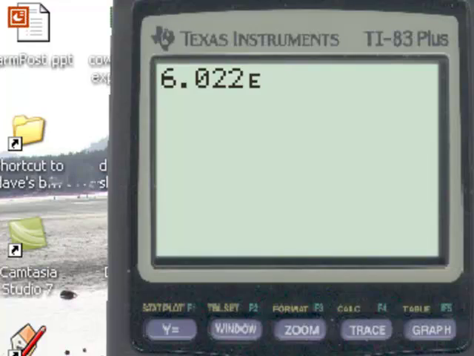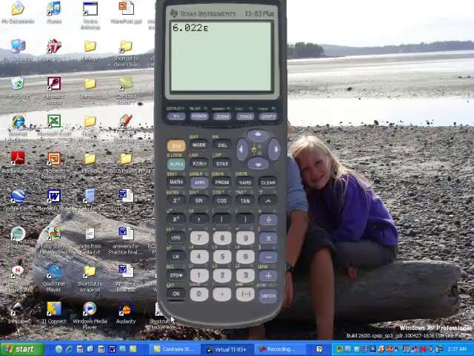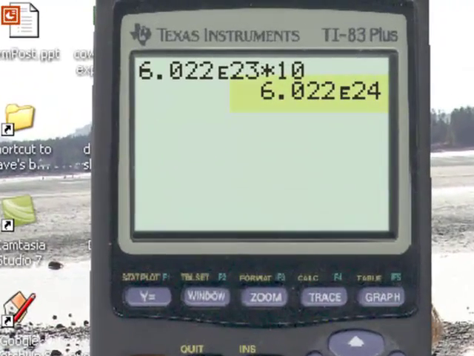What comes after the E should be my exponent. In this case, that would be 23. Now, I was going to multiply that by 10. I can just do that because the calculator recognizes this as just a single number. So I'll hit times 10, and then I hit enter. You notice when the answer comes back, it is also in scientific notation. 6.022 times 10 to the 24.